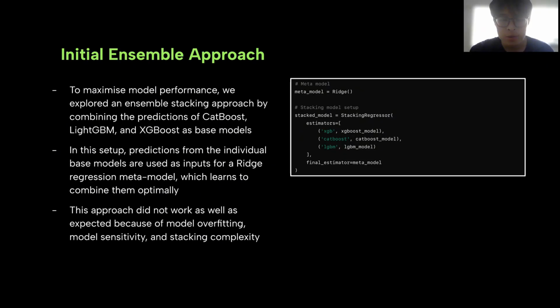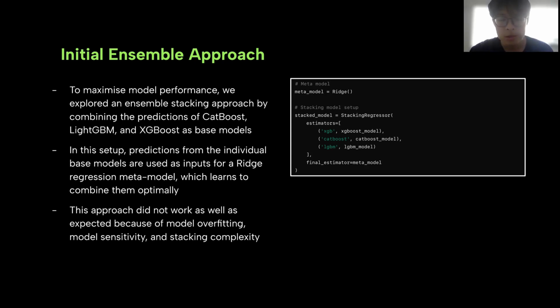To maximize performance, we first experimented with a stacking ensemble approach. Here's the architecture we designed. We combined predictions from 3 gradient boosting models, CatBoost, LightGBM, and XGBoost. Each model contributed its strengths. CatBoost excelled in handling categorical features, LightGBM was efficient and scalable, and XGBoost offered robust regularization. These predictions were then fed into a ridge regression meta model that aimed to optimally blend the outputs.